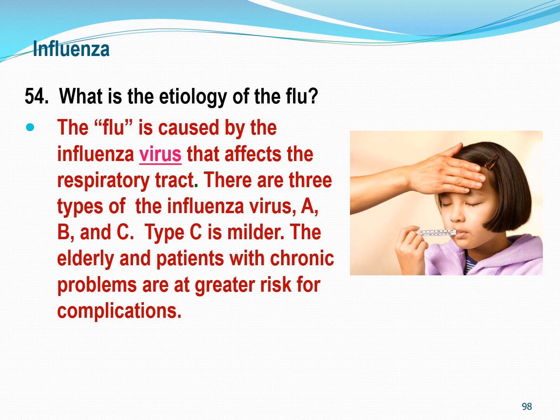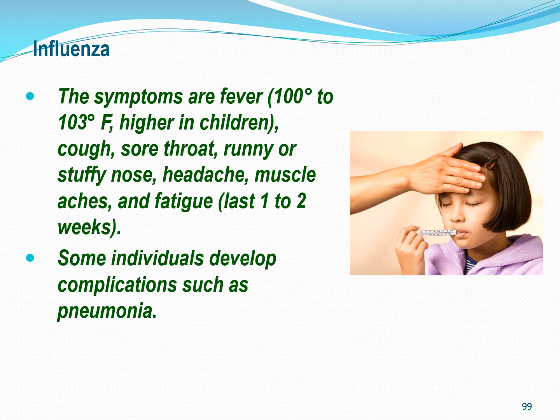So let's talk about influenza. What is the etiology of the flu? The flu is caused by the influenza virus that affects the respiratory tract. There are three types of influenza virus, A, B, and C. Type C is milder. The elderly and patients with chronic problems are at greater risk of complications from the flu. The symptoms of the flu are a fever of 100 to 103, higher in children, cough, sore throat, runny or stuffy nose, headache, muscle aches, and fatigue that can last from 1 to 2 weeks. Some individuals develop complications such as pneumonia.